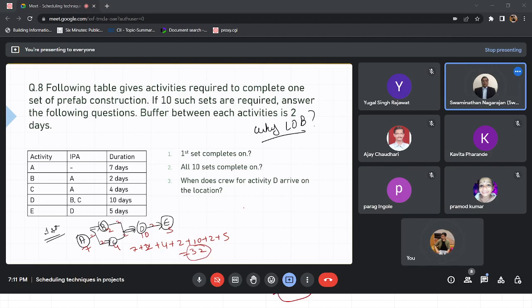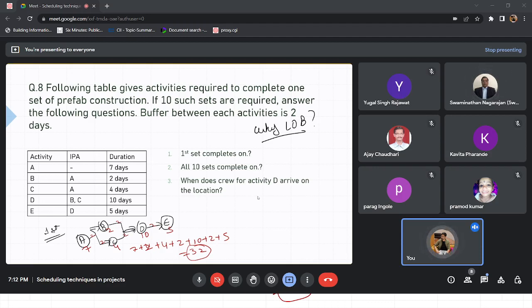Now, for all 10 sets, how much time will it take? We have played this riddle in our childhood also. If one person can blow 3 balloons in 2 minutes, then 3 persons can blow 9 balloons in how much time? Correct, 2 minutes.